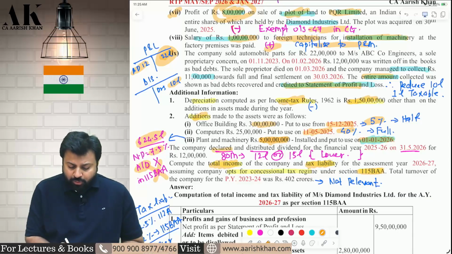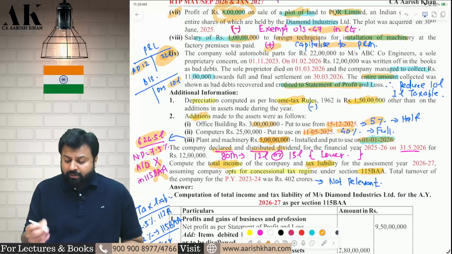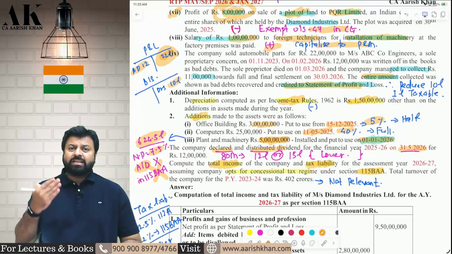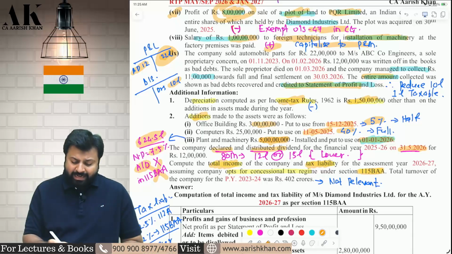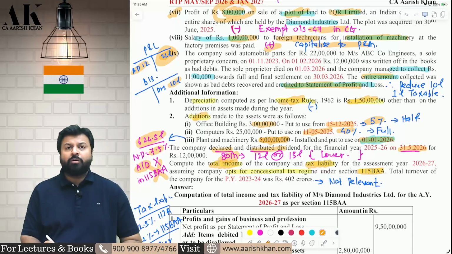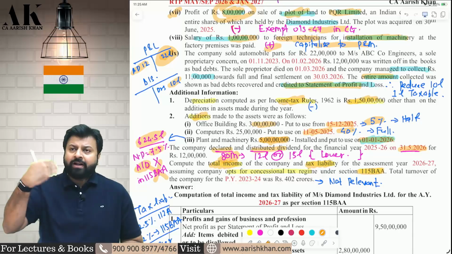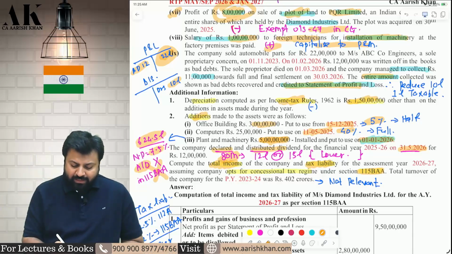Last but not least, you are declaring some dividend to your shareholder on 31st of May 2026, which is 1 month before the due date of filing of return. Therefore, as per ATM, you will be eligible to claim deduction. How much? Dividend received or dividend distributed, whichever is lower. How much is dividend received? You can see the dividend received is 15 lakhs and dividend distributed is 12 lakhs. Therefore, you will be eligible to claim a deduction of 12 lakh rupees here.